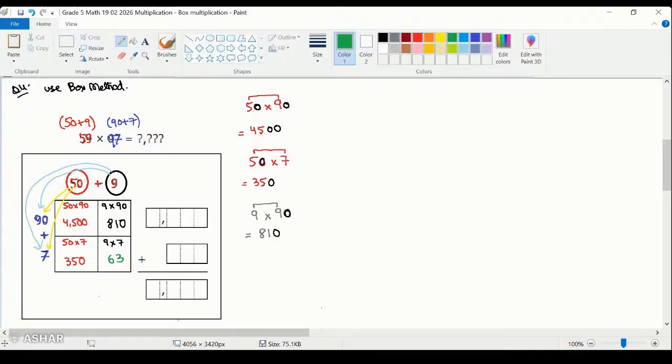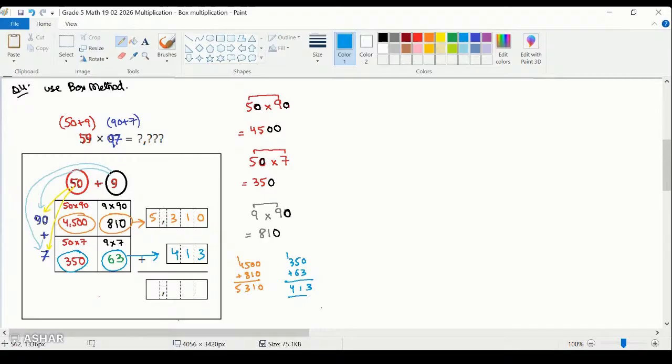So what is 4,500 plus 810? If we add these two numbers together, it is 5,310. Agreed? And what is 350 plus 63? If we add these two numbers together, it is 413.